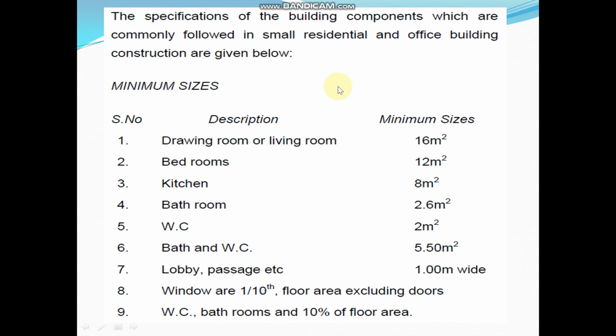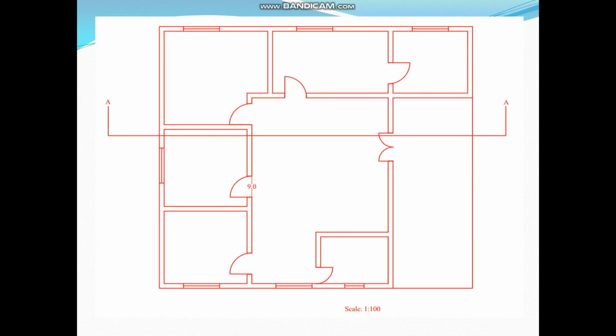Lobby, passages, windows, and WC and bathrooms on other floors are similar to this. So you have to follow and understand those things. Here is simply a floor plan. When we observe the building from the top, at an aerial view without a roof, it looks like this.